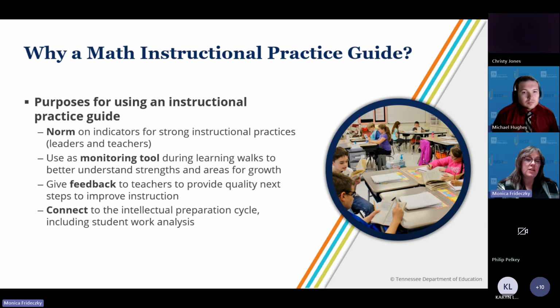And then another way to use the IPG, and we'll talk about this on a later slide a little more, is that it seamlessly connects to the intellectual prep cycle. So unit and lesson prep cycles. That includes also student work analysis. And we'll look at that a little deeper on a future slide.